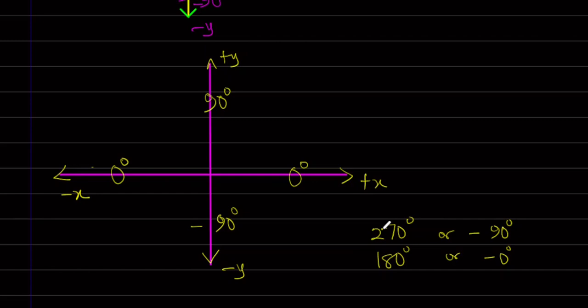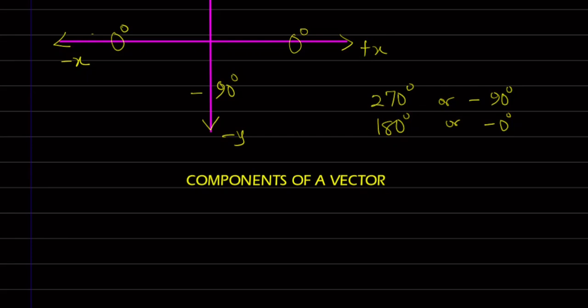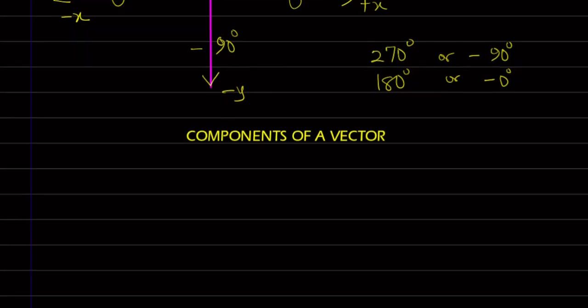So now let's look at the components of vectors. So we can use that to buttress our knowledge about the part of any vector. Components of a vector. Let's take, for example, we have a vector called vector A.